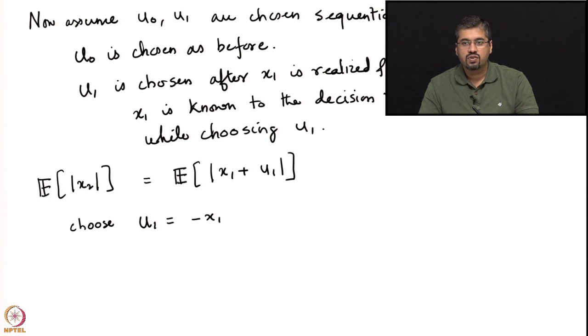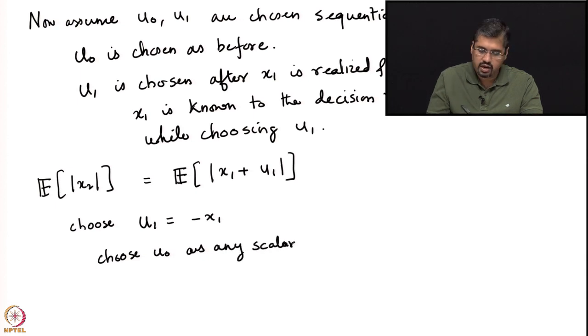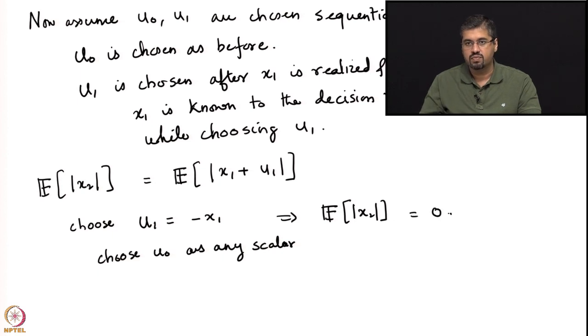Now, what happens to my choice of u0? Well, u0 did not even feature into the problem. You can see that it does not matter what u0 is actually chosen as. So, choose u0 as any scalar. With u1 equal to minus x1, the expected absolute value of x2 is actually equal to 0, and this is the least possible value the absolute value of x2 can take. So, consequently, this here is the optimal solution.